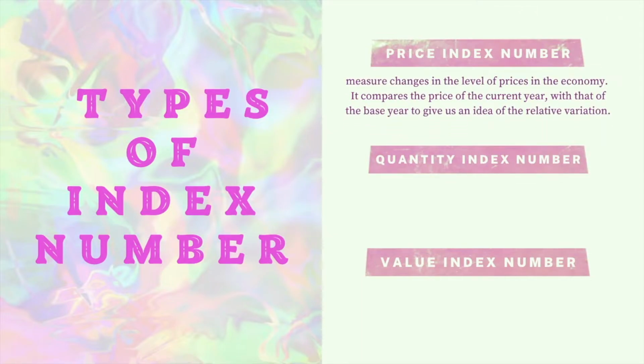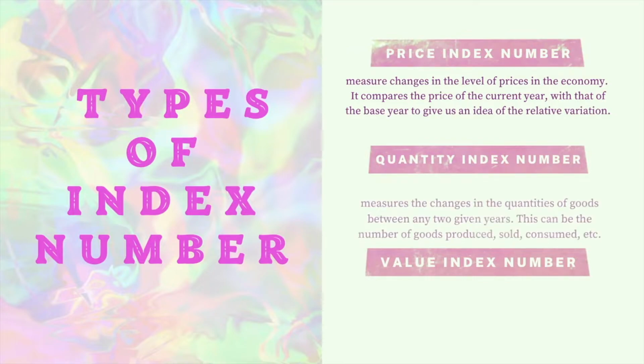So the price index number is a scale used to measure changes in the level of prices in the economy. It compares the price to that of the base year to give us an idea of the relative variation. It is a very good measure of inflation in the economy.